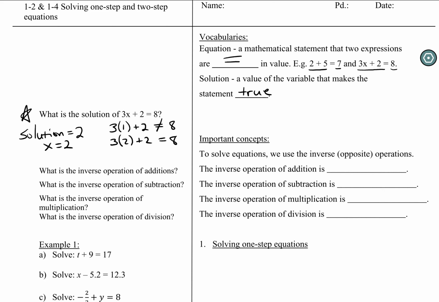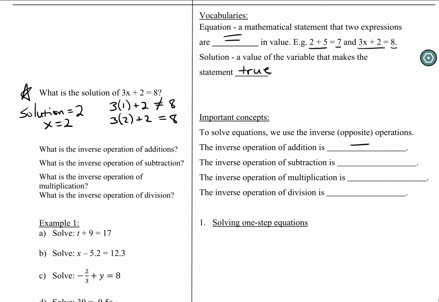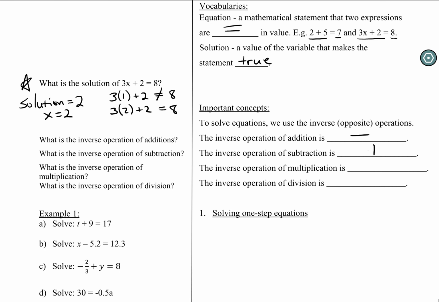Keep in mind your inverse or your opposite operations. The inverse of addition is subtraction. The inverse of subtraction is addition. So addition and subtraction are complete opposites of each other. The inverse operation of multiplication is division. And the inverse operation of division is multiplication. So keep those in mind as we go through to solve our one-step equations.